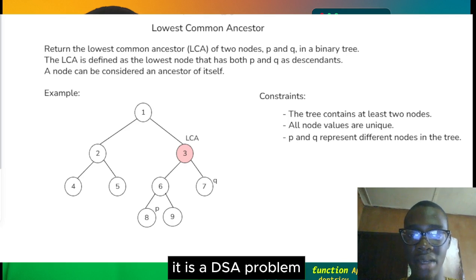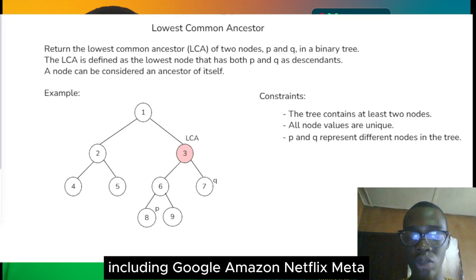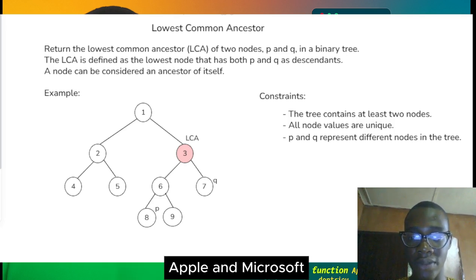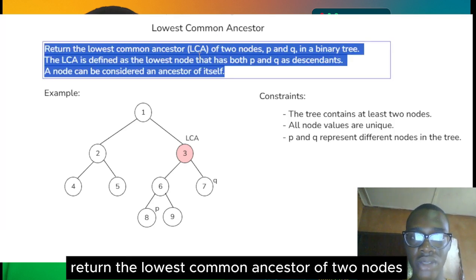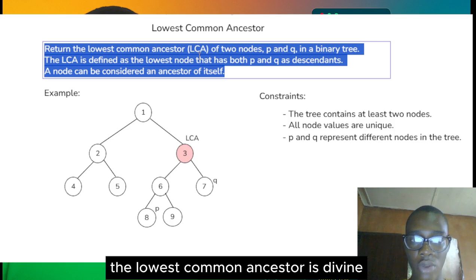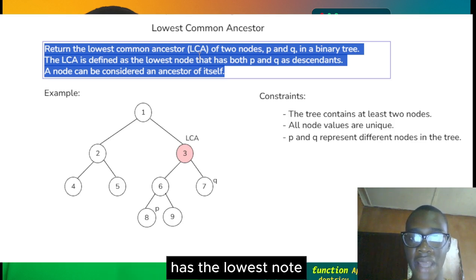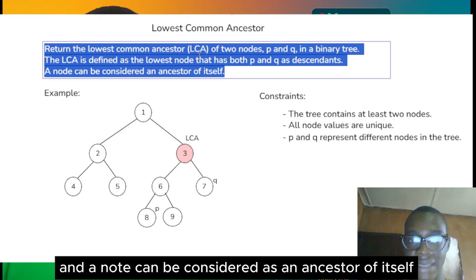It is a DSA problem that's most commonly asked by top tech companies including Google, Amazon, Netflix, Meta, Apple, and Microsoft. The problem statement states that return the lowest common ancestor of two nodes, P and Q, in a binary tree. The lowest common ancestor is defined as the lowest node that has both P and Q as descendants, and a node can be considered as an ancestor of itself.